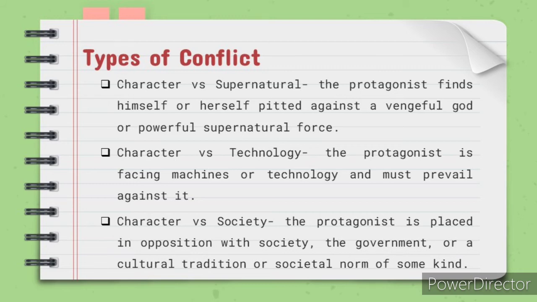Character versus society. The protagonist is placed in opposition with society, the government, or a cultural tradition or societal norm of some kind. Characters may be motivated to take action against their society by a need to survive, a moral sense of right and wrong, or a desire for happiness, freedom, justice, or love.